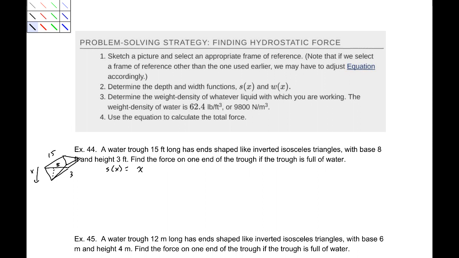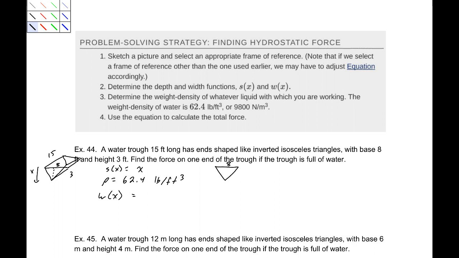Okay, our width function is a little bit trickier. So let's look at rho. This is in feet, so this is going to be 62.4 pounds per feet cubed. Okay, the width function. So at a particular depth, we need to know what the width of that triangle is. In fact, we don't care about the whole rest of this. All we really care about is the end, because we're finding the force on one end. Okay, so we have got something that looks like this.